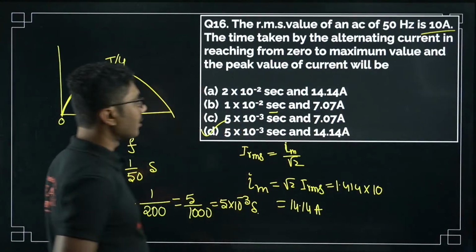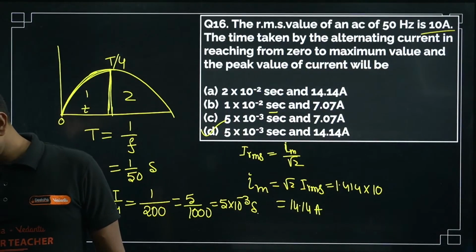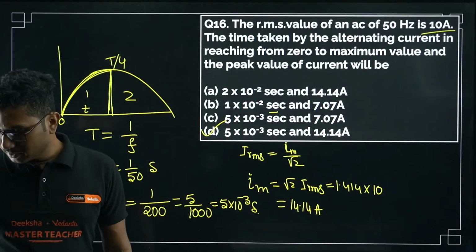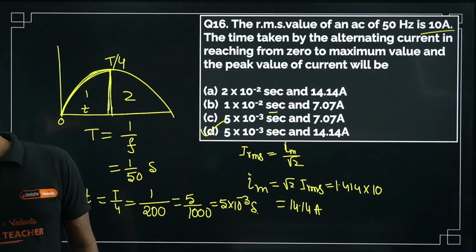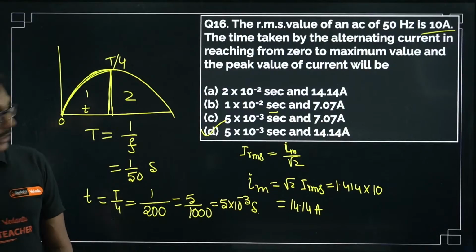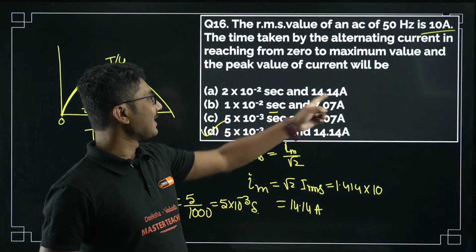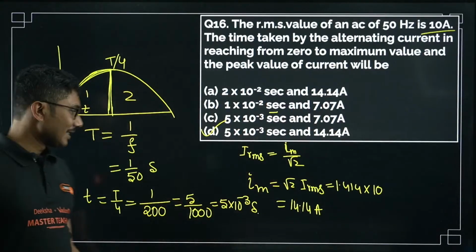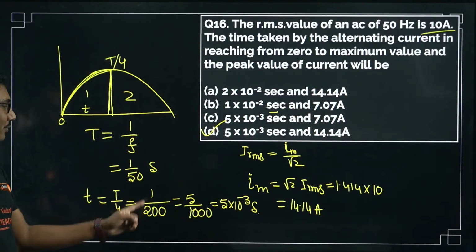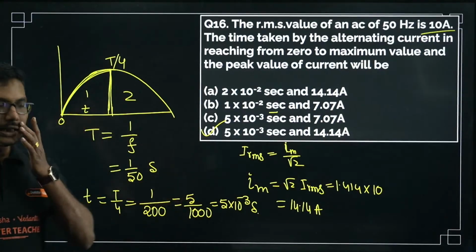5 into 10 to the power of -3 seconds and 14.14 ampere. Not 16A. Anjali, 15C was correct. If you just see that this is matching, you forgot to check about this. This is 1 by 200, 1 by 200 means 5 by 1000. 5 by 1000 means 5 into 10 to the power of -3.